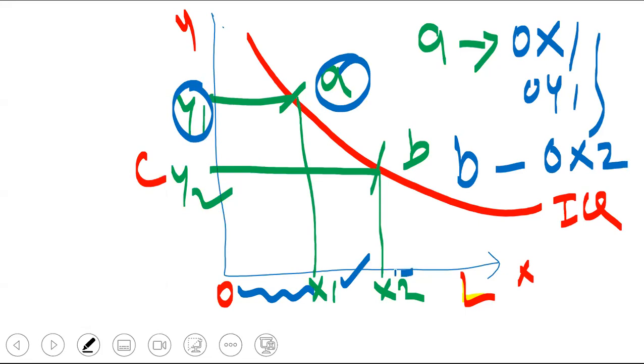Look in the diagram. OX2 unit of labor and OY2 unit of capital. OY2 unit of capital. Write it there.